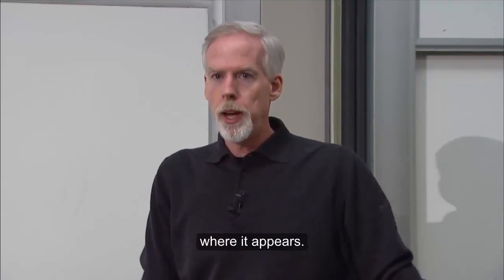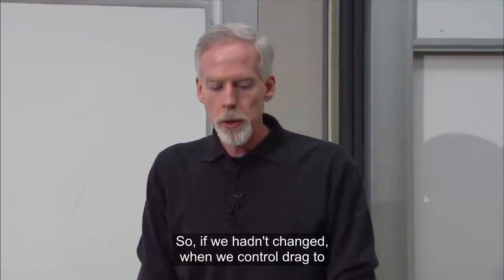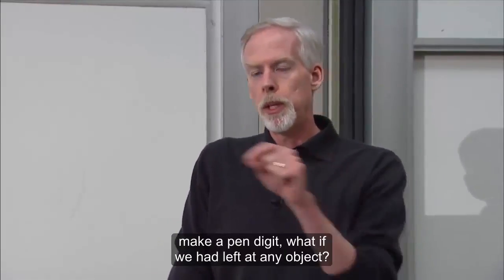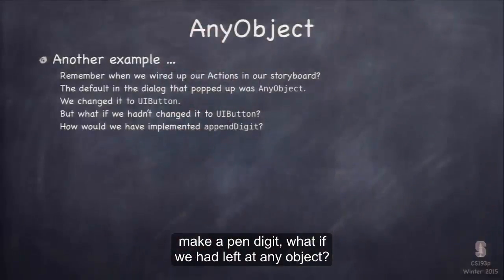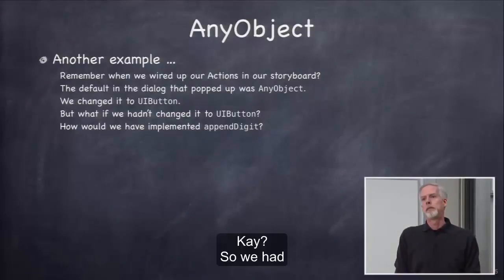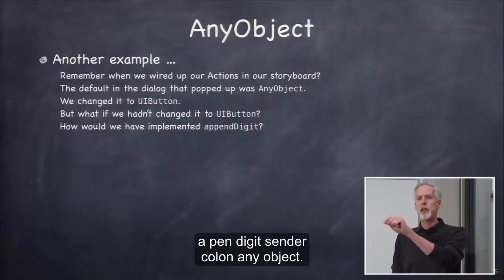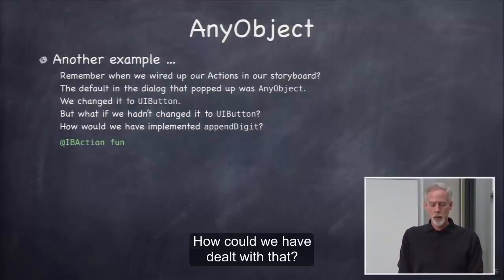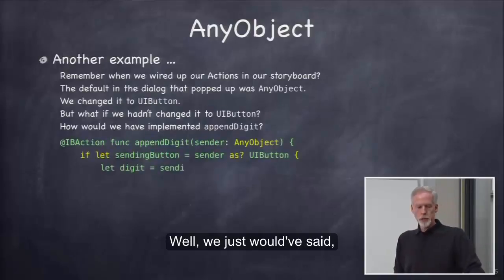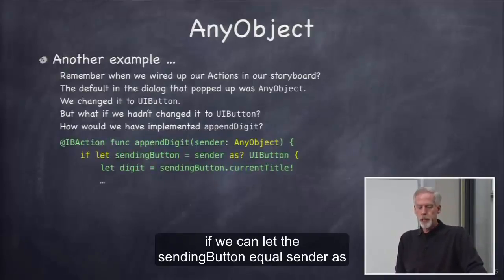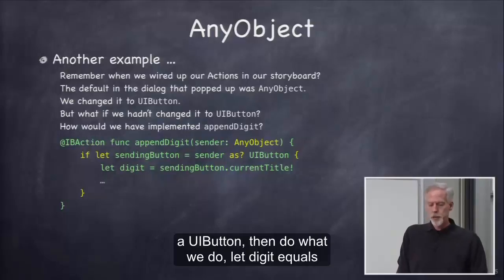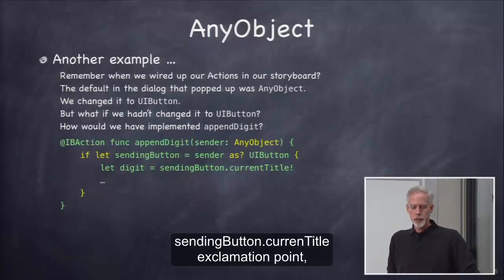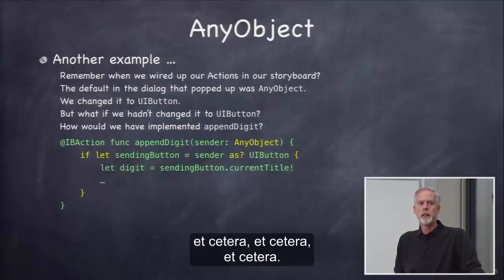Another example of AnyObject and where it appears. If we hadn't changed it, when we control dragged to make appendDigit, what if we had left it AnyObject? Okay, so we had appendDigit sender: AnyObject. How could we have dealt with that? Well, we just would have said, if let sendingButton equal sender as UIButton, then do what we do. Let digit equal sendingButton.currentTitle!, et cetera.